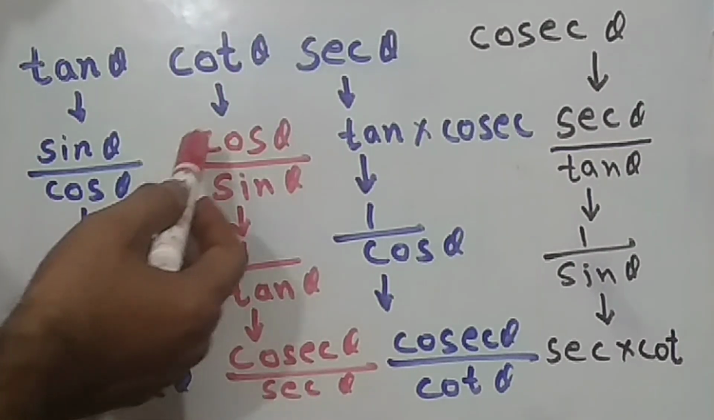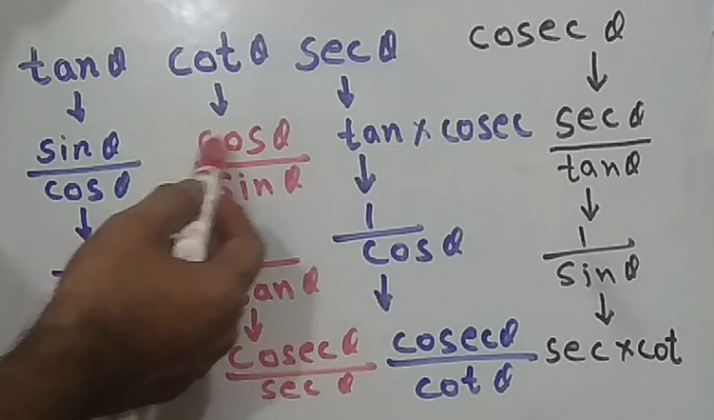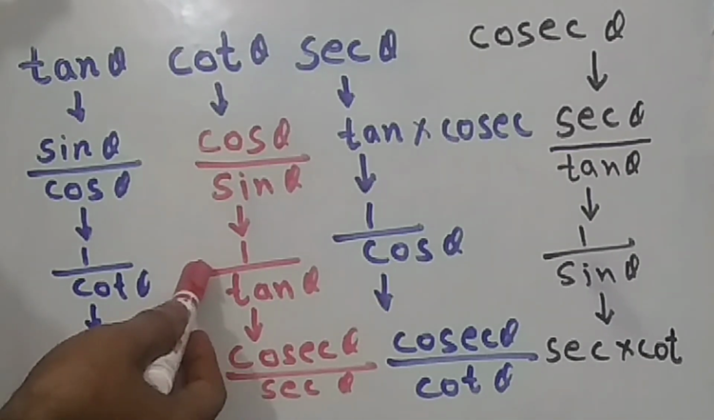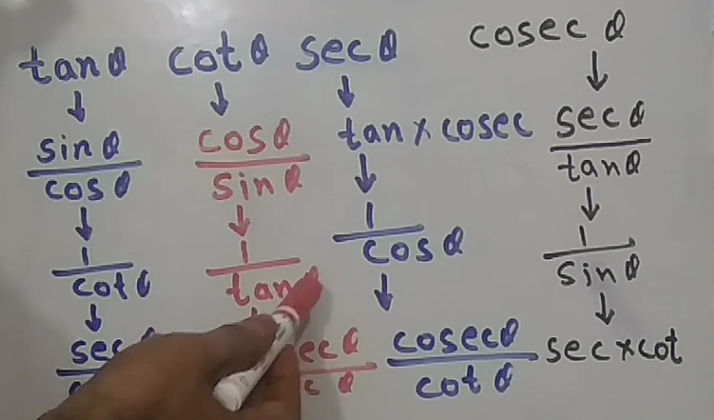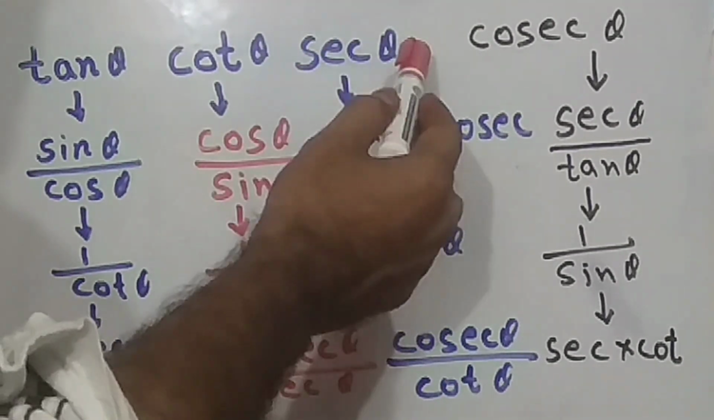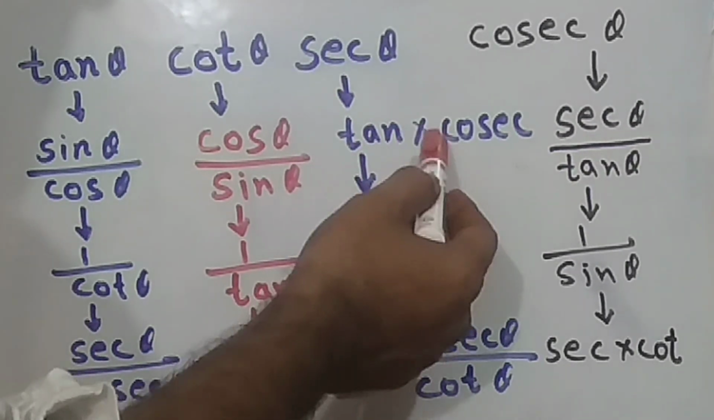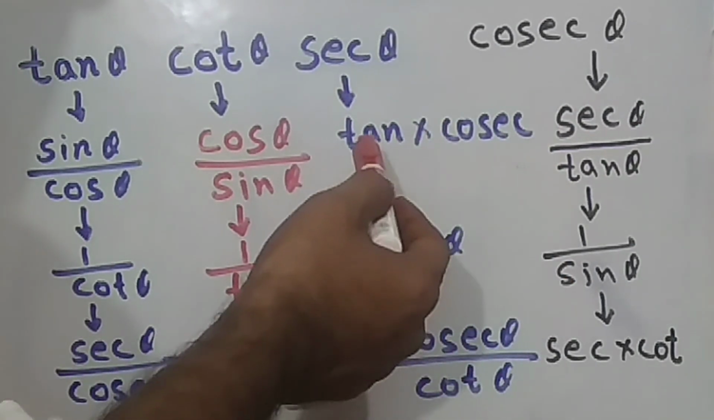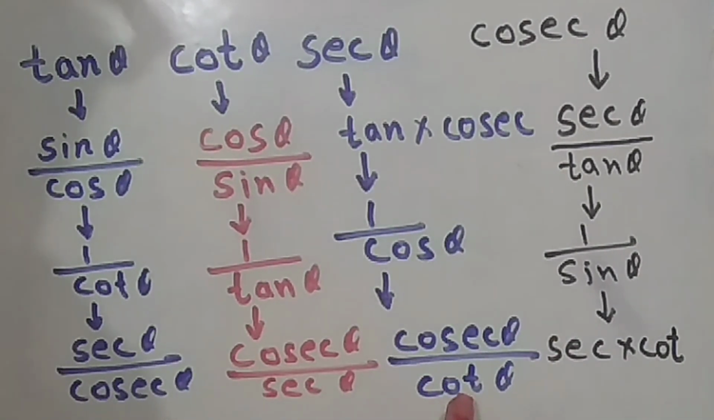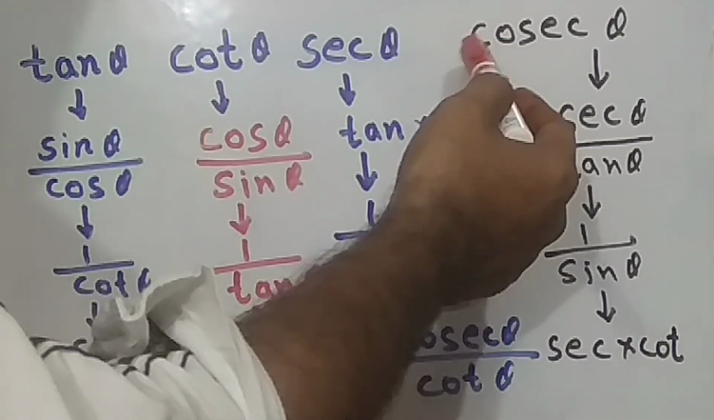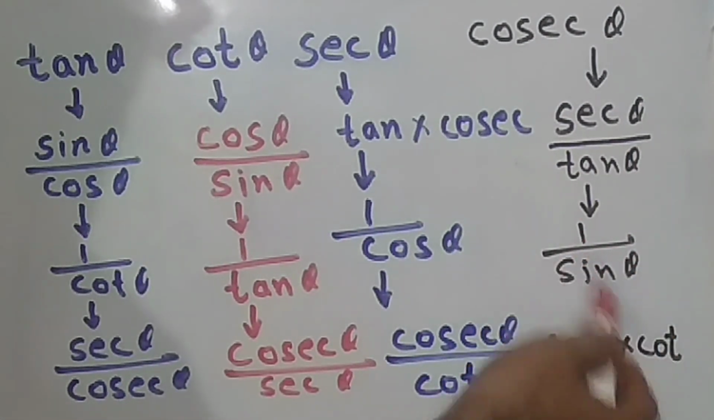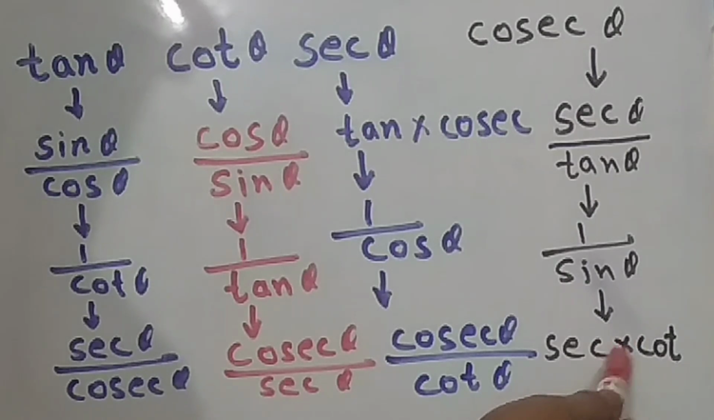Now cot theta is equal to cos theta upon sine theta and is equal to 1 upon tan theta is equal to cosec theta upon sec theta. Now sec theta is equal to tan into cosec theta is equal to 1 upon cos theta is equal to cosec theta upon cot theta. Now last, cosec theta is equal to sec theta upon tan theta is equal to 1 upon sine theta is equal to sec theta into cot theta.